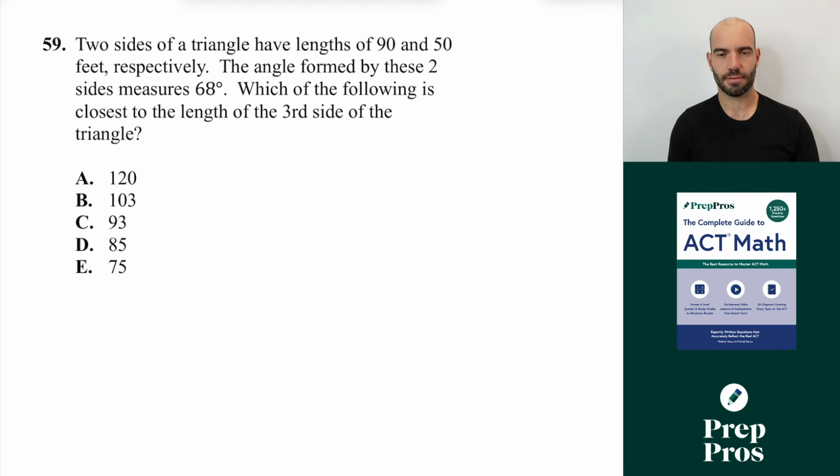For our next question, we should definitely sketch this one out. Two sides of a triangle have lengths of 90 and 50 feet respectively. The angle formed by these two sides is 68. What is the length of the third side?